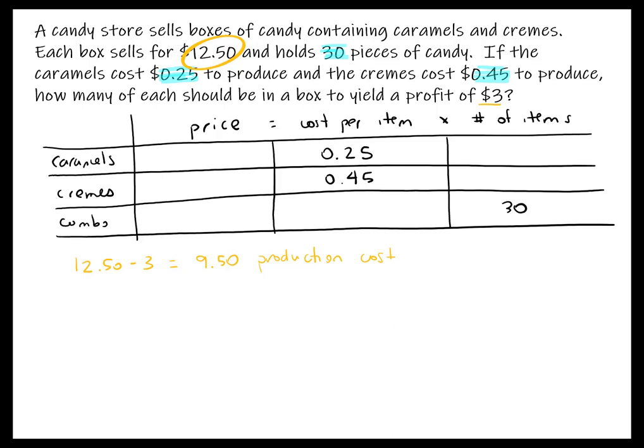And that is actually what we are looking at. So it costs $9.50 to produce. How much for each item? Well, we don't know how many of each item are going to be there. So we'll just use x here and 30 minus x here. We're going to use the multiplication to write 0.25x in this box and 0.45 times 30 minus x. We're going to say the caramels cost a certain amount to produce, plus the creams, which cost a certain amount to produce, will equal a total of $9.50 to produce. And we will write that here.